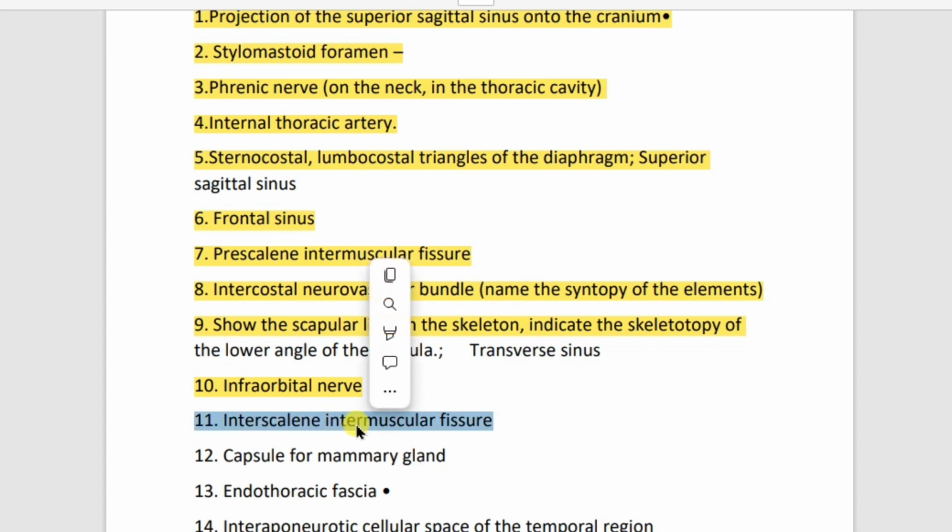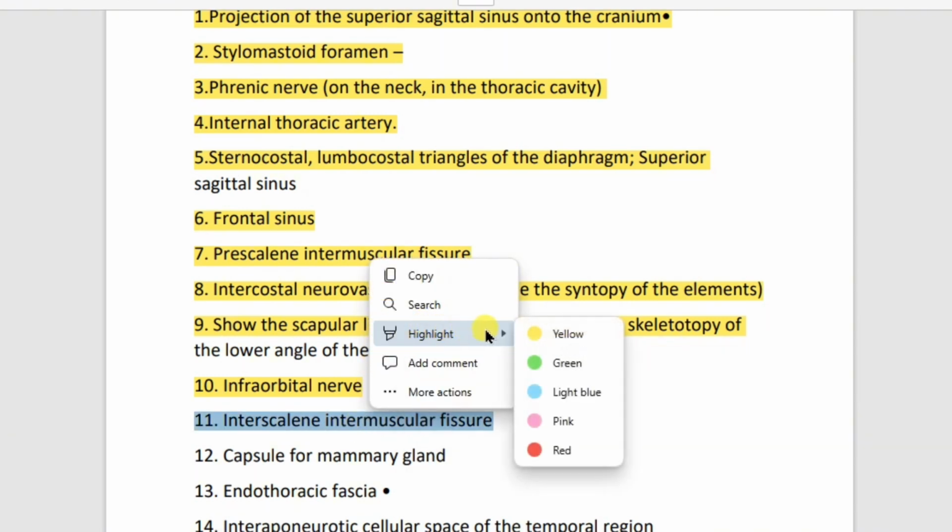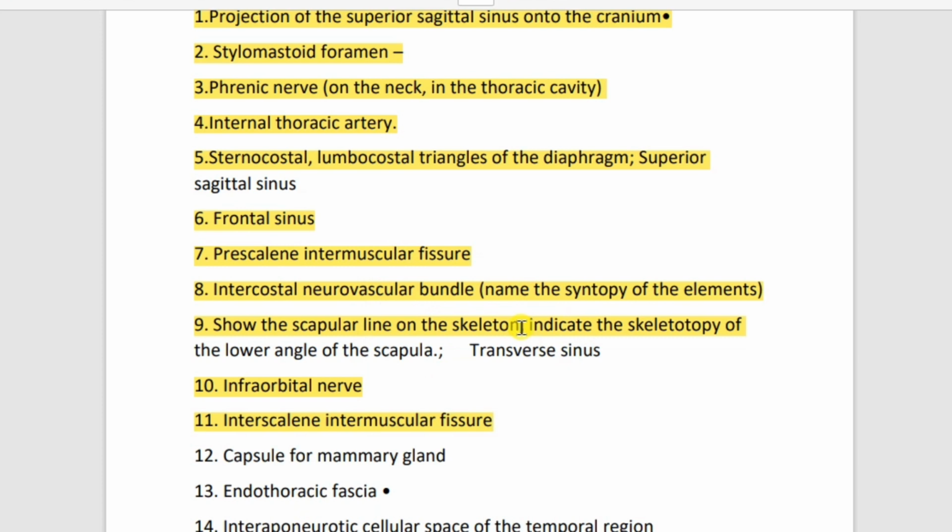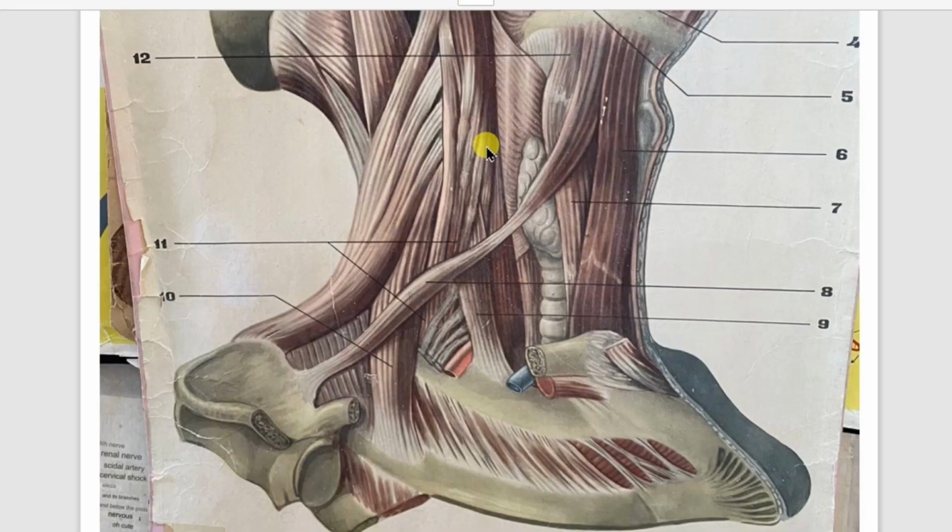So next structure we have here is the interscalene intermuscular fissure. In which region can we find it? We can find it in the neck region. To find this place, first of all you have to know the scalene muscles. As you can see, this is the anterior scalene muscle, the middle scalene muscle, and the posterior scalene muscle. So you have to find the interscalene intermuscular fissure.